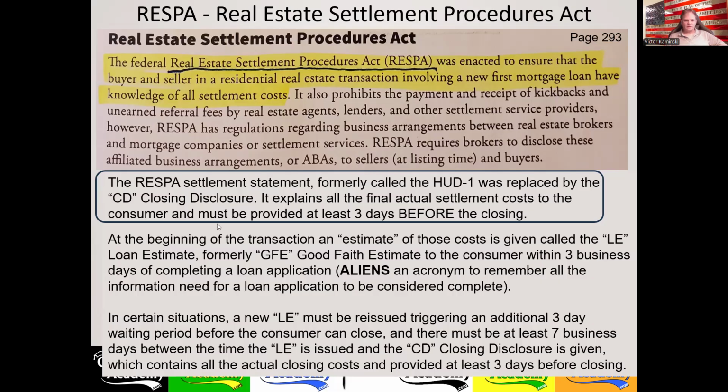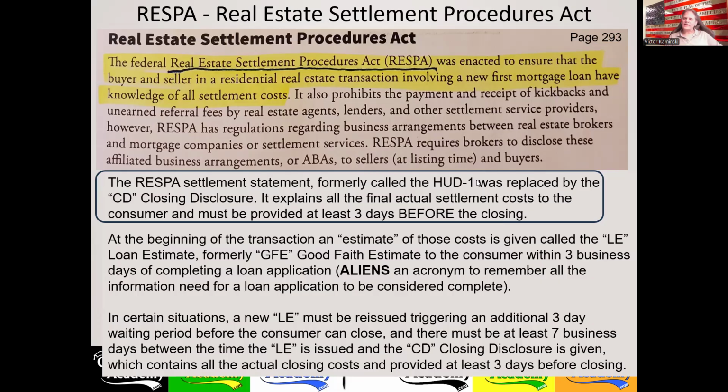Okay, but down below, this is a great definition for what the original settlement statement was called. It was called the HUD-1. It was replaced by the CD. And when does it need to be given? And then the LE is given at the beginning of the transaction, what it used to be called, when it needs to be given. Okay. So it's to make sure that the consumer is aware of all the settlement costs, closing costs. Yep, that's it. Okay, and these are the timelines and what the old documents were called and what the new document is.